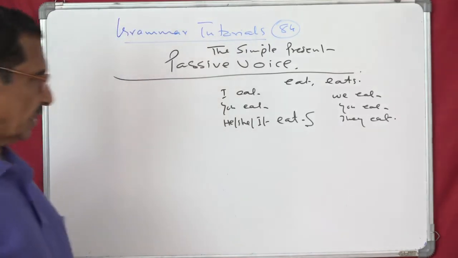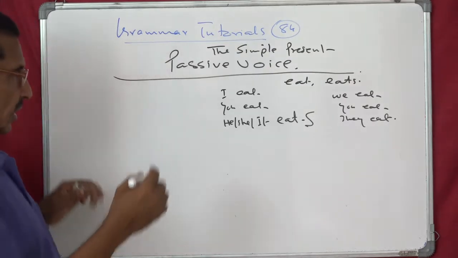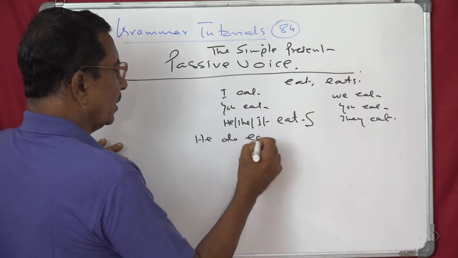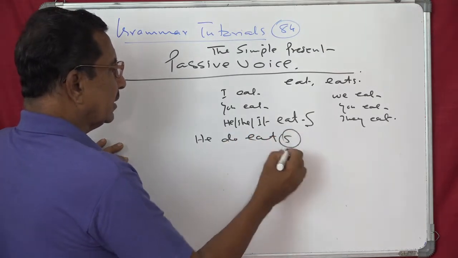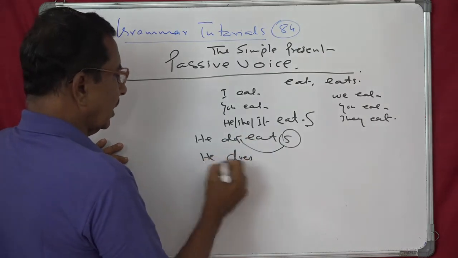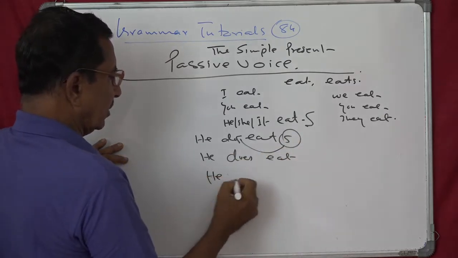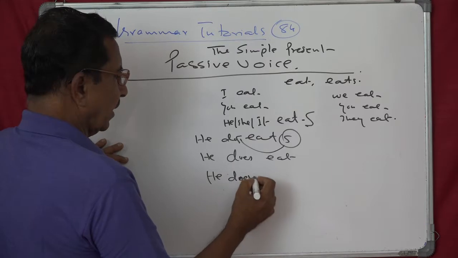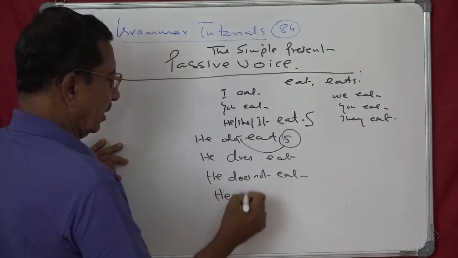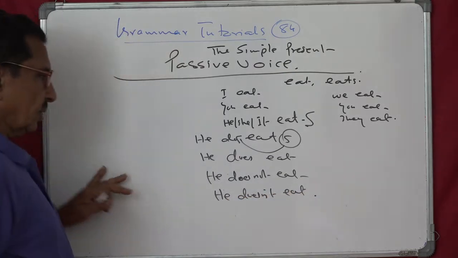Now we know how to make the negative by inserting do. You have to see. If you want to say he eats, you have to say he do eats. Then S is taken and added here, then it becomes does. So he does eat. See, the S is here. And then you have got the negative, he does not eat. And you have got the short form, he doesn't eat. So that is how you make the negative.